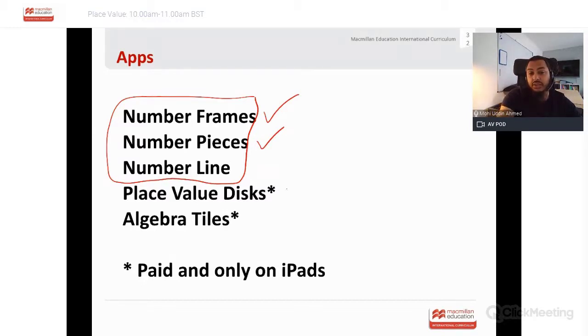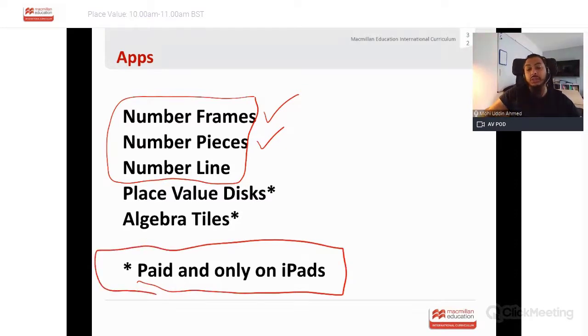There's also another app that I didn't use, which is Place Value Discs. This is a paid app, and I think it's only on iPad. I don't think it's on Android. That's a really good app as well. That's for larger numbers, the Place Value Discs. I think it goes up to 1 million, if I'm not mistaken. And they're great. That's paid. It's not a huge amount, and it's not my app or anything. I don't make any money out of this, but they're great apps.